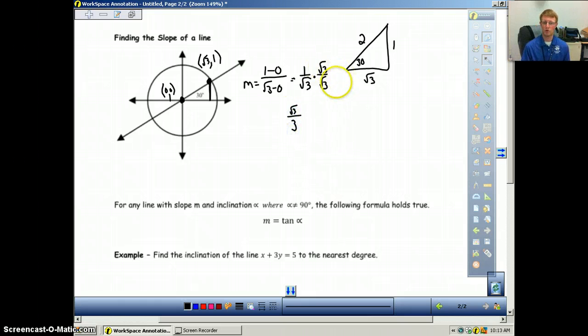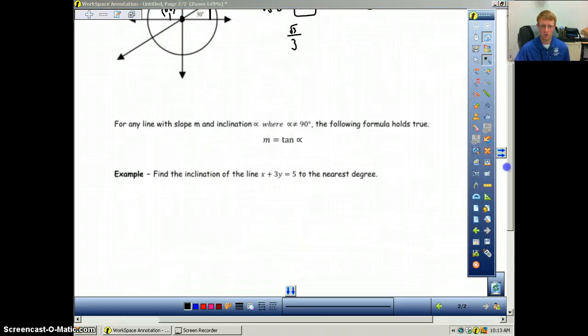But the thing I want you to notice is, notice this value right here. It is the exact same thing as the tangent of this triangle. Tangent would be opposite over adjacent, 1 over square root of 3. So because it's equal to the tangent, we can now use this formula below. That's where this formula comes from. The slope of any line will be equal to the tangent of the inclination of that line.